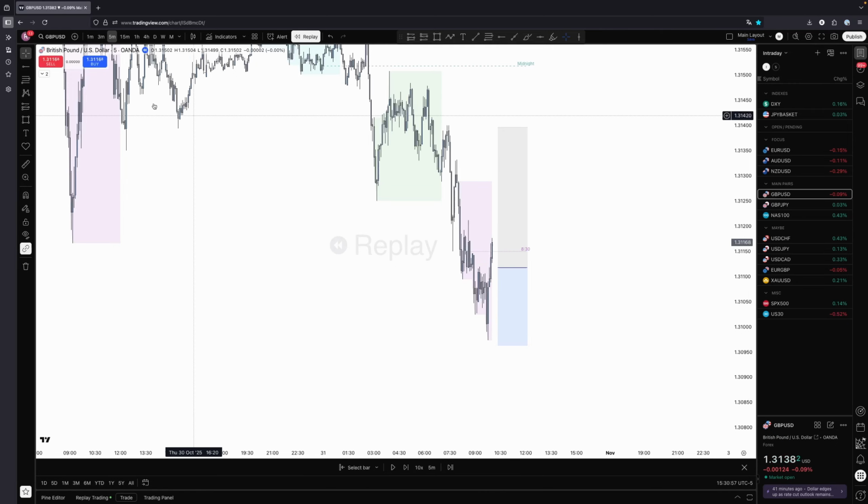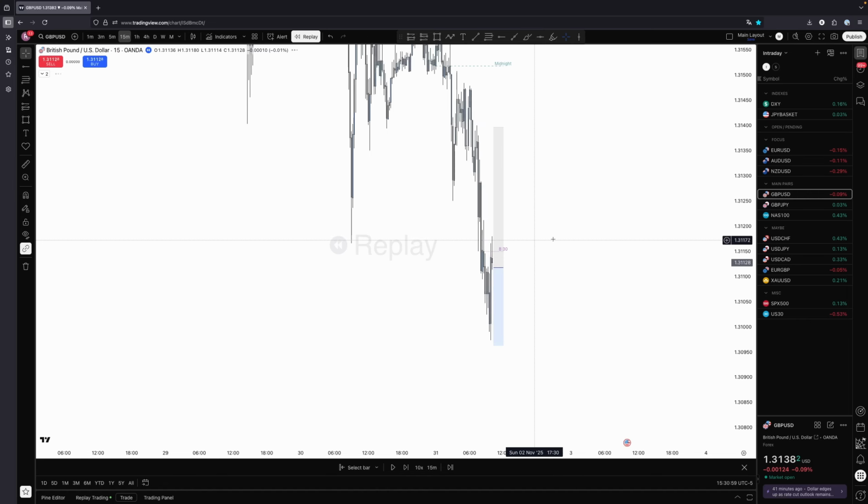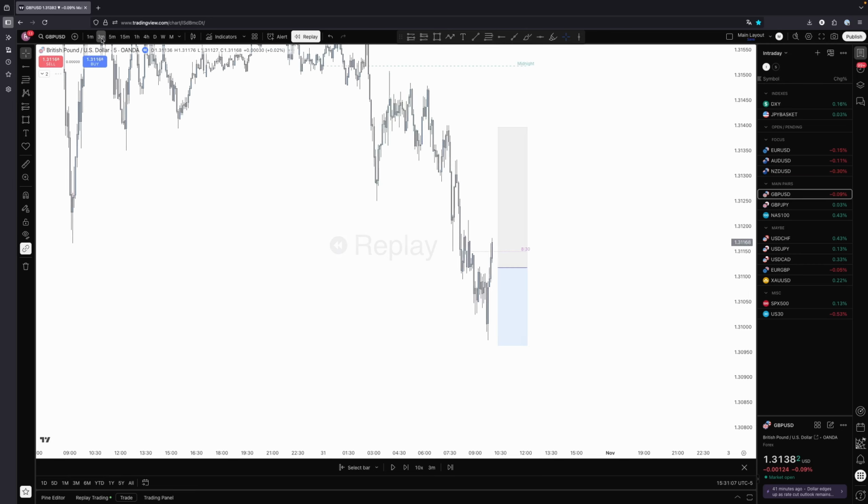We make an M5 imbalance here as well. The M15 also, you see this is the last high, we come lower, we close above it, so close break of structure, M15 as well.